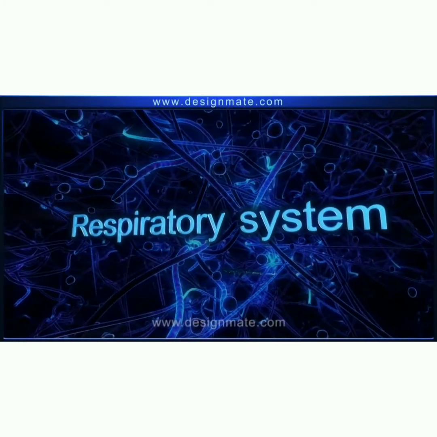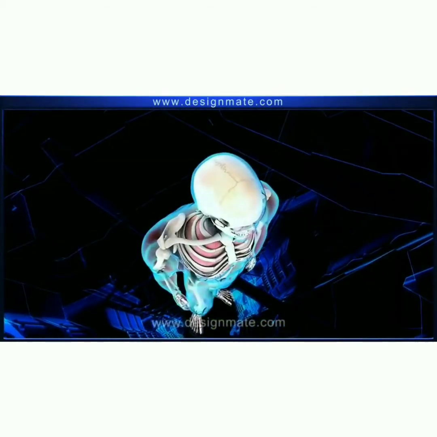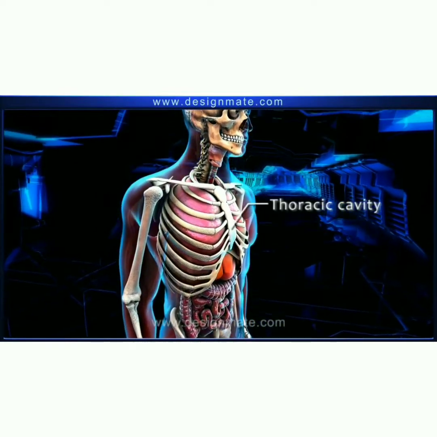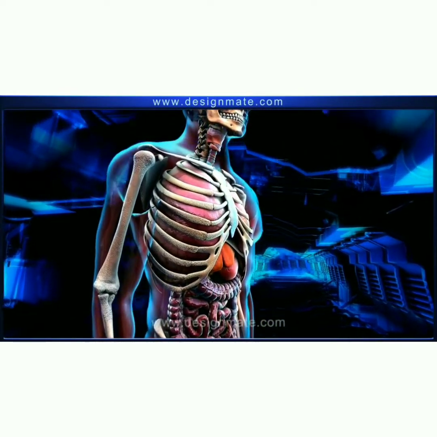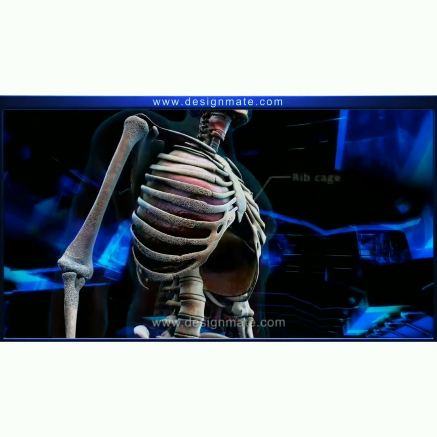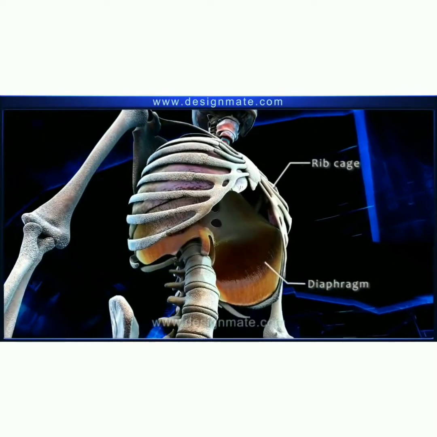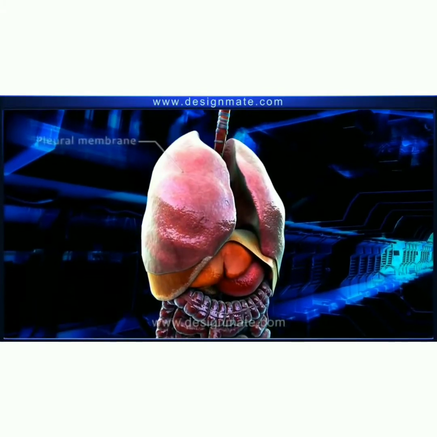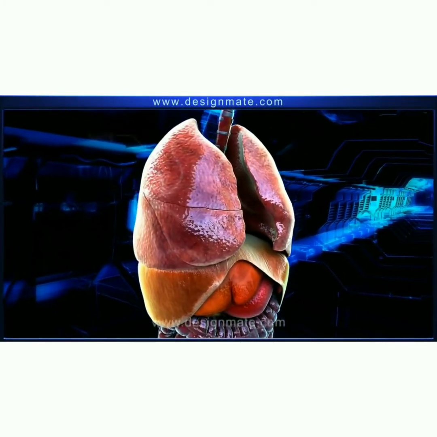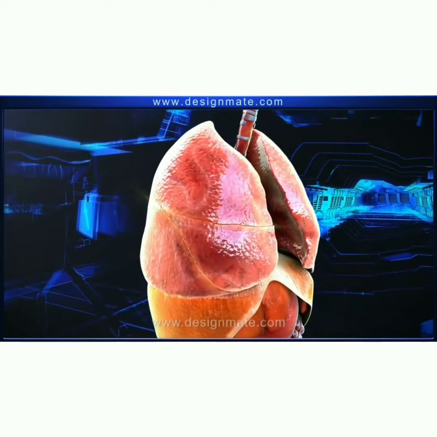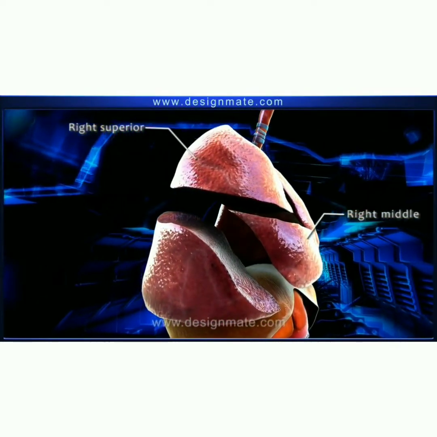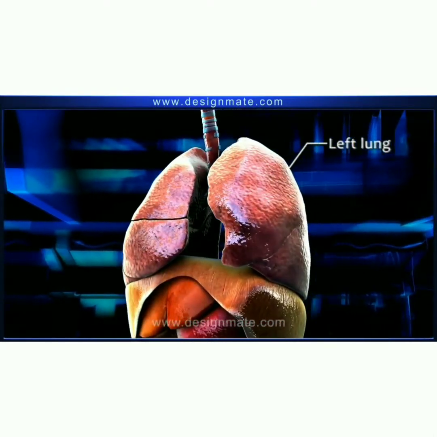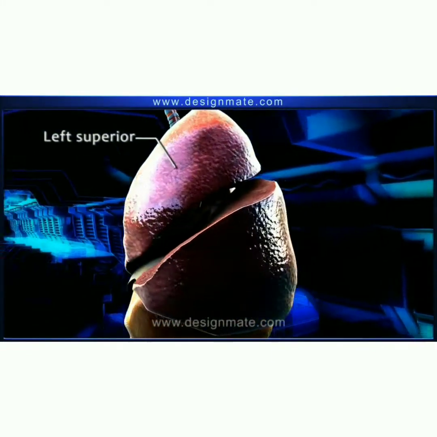Respiratory system in humans. In humans, the main organs responsible for respiration are present in the thoracic cavity. In the thorax region, the rib cage and the dome-shaped fibrous tissue known as the diaphragm can be seen. Present within the rib cage are the lungs. The right lung is divided into three lobes: the right superior, right middle, and right inferior lobe. The left lung is smaller and has only two lobes: the left superior and the left inferior lobe.